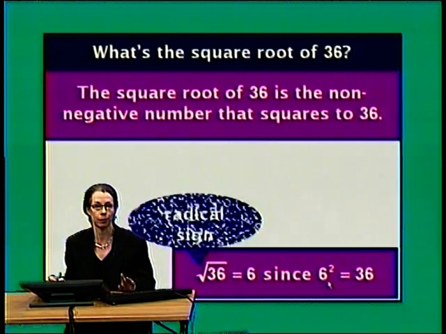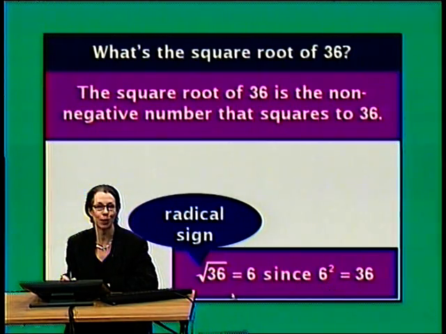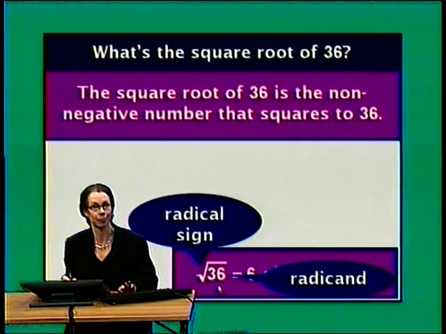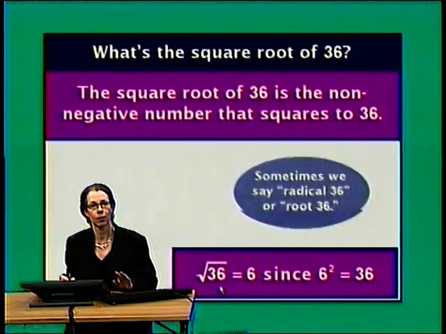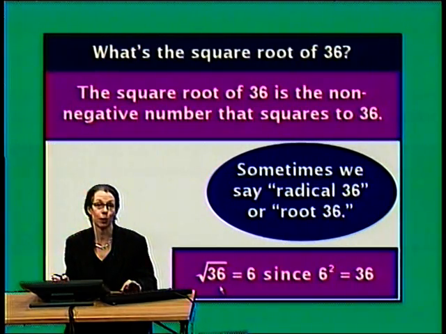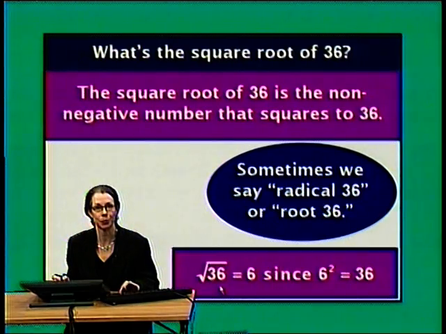Some lingo here. This thing that looks like a check mark, we call that the radical sign. The expression under the radical sign, in this case 36, is called the radicand. But 9 times out of 10, I call it the expression under the radical sign. Now sometimes we say radical 36 instead of the square root of 36, or sometimes we just say for short root 36. So this is just some of the lingo you'll hear when we're talking about square roots.